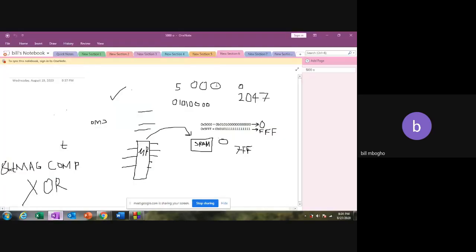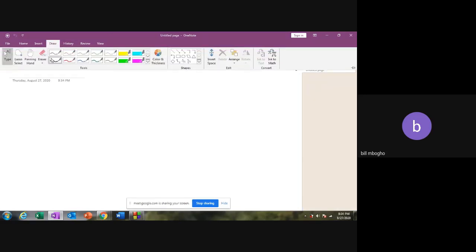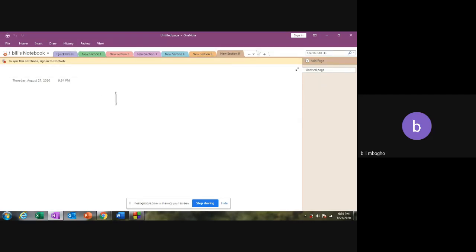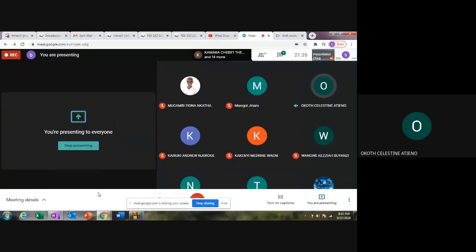And the ROMs you've been given are 1K by 8. This means that they have 1024 memory locations, and the output lines are 8. We recall this from the presentations of last time. I hope we recall. Yes, we recall.